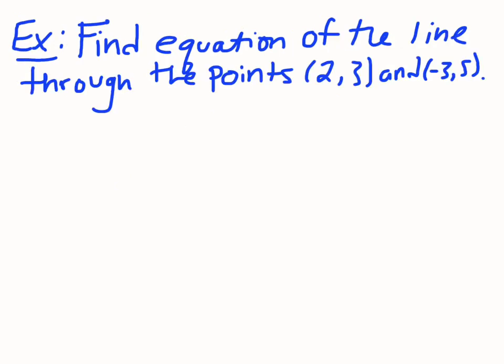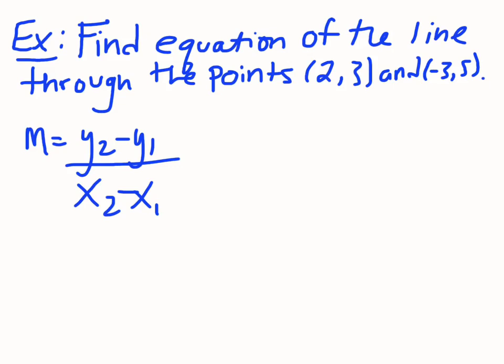Find the equation of a line through the points (2, 3) and (-3, 5). The first thing we're going to do is find the slope of this line given the 2 points. So we'll use the slope formula. Slope is equal to y2 minus y1 divided by x2 minus x1. I'll label this here x1, y1, x2, y2. Again, it doesn't matter what order you have it in, which one's point 1, which one's point 2, whatever you prefer.